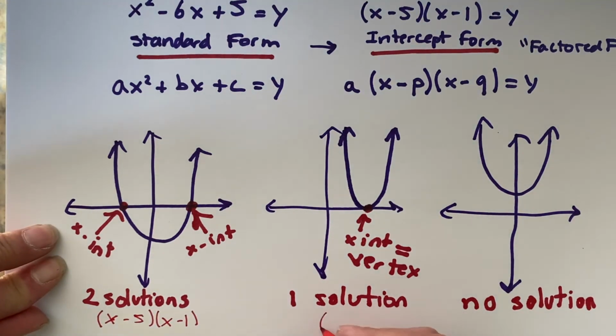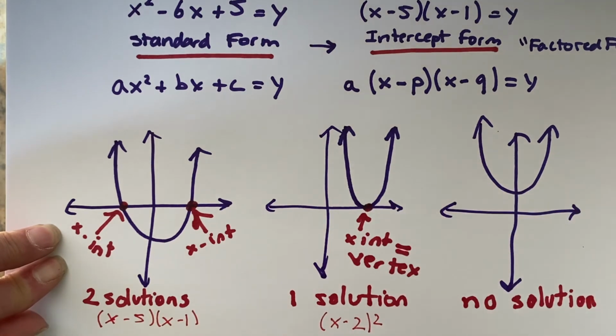Well, what about if you had x minus 2 squared, right? Which if you work out is x squared minus 4x plus 4. x minus 2 squared, well, both of these are going to be the same, x minus 2 times x minus 2. So the only solution is really 2, and that is what that's going to look like.